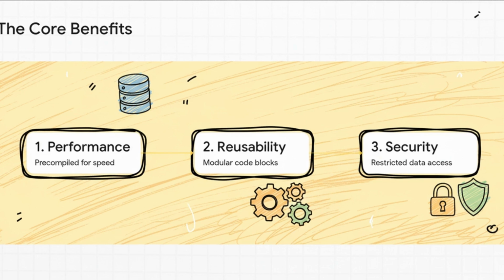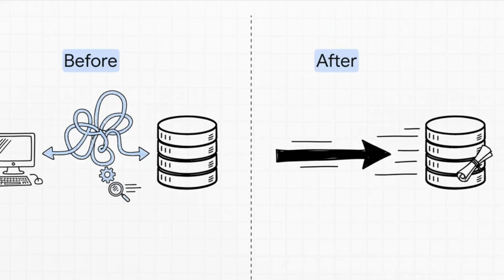Let's kick things off with performance. Remember that word precompiled? Well, this is where it really pays off. See, with a normal, everyday query, your database has to figure out the best way to run it every single time. But with a stored procedure, all that hard work is already done and saved. This cuts down on server load and even network traffic, making your operations run a whole lot faster.